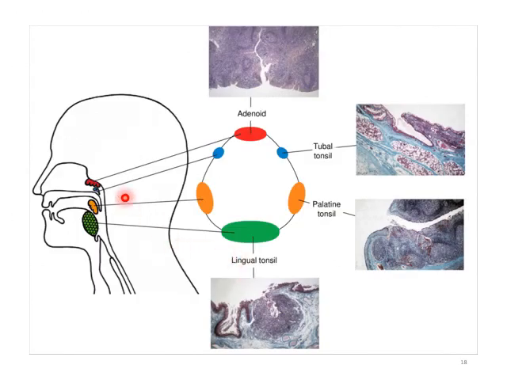You can see this is around the nose, adenoids, the tubal tonsil, and this you can see the palatine tonsil and the lingual tonsil, and you can see there are so many folds in it. Okay, so what is the purpose? This will increase the surface area of the mucosa, and so they will be better equipped to trap the antigen and protect.